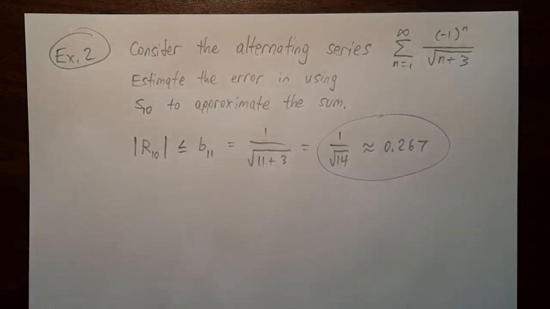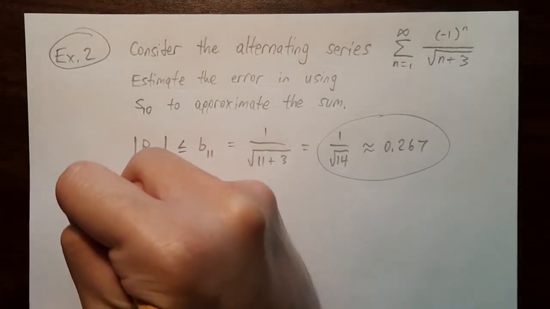All right, so evidently, if we just add up 10 terms, we'll be off from the true sum by, at most, about a quarter. That's fine, although maybe that's not good enough for whatever our purpose is. So maybe we want the error to be less than that. We want a better approximation.